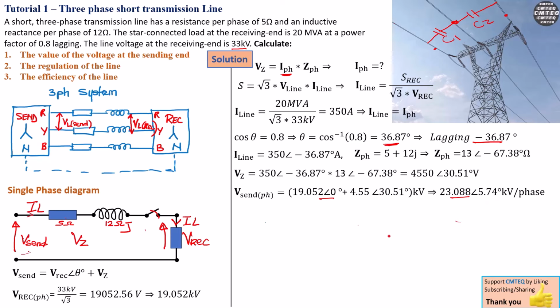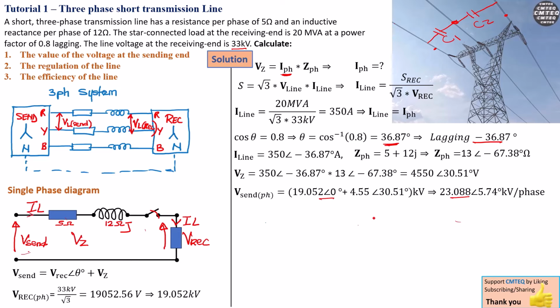Great stuff. Now we have solved our first question. We move to the second question, the line regulation. This is very important because if your line regulation is bad, that means you need to fix your system. The line regulation basically determines how consistent your voltage is at the receiving end, which means you need a smaller percentage line regulation so that you can actually be satisfied.